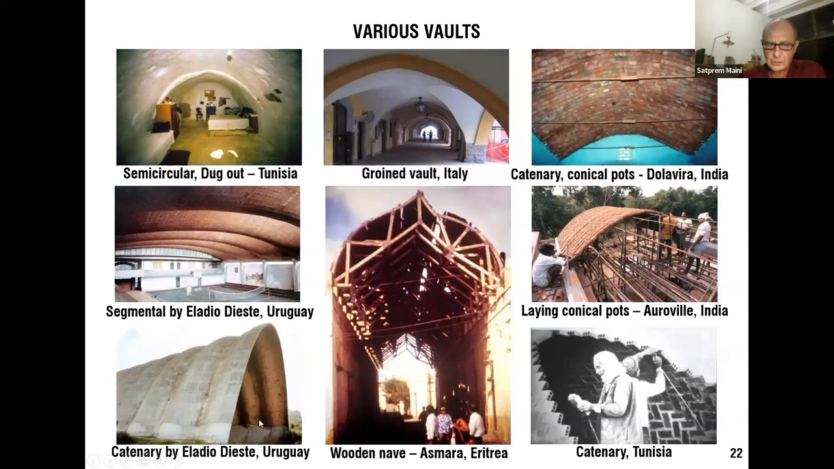You have maybe 20 meters high for a span of 20 meters. And the thickness of the vault is only about 11 to 15 centimeters, because you have masonry with fabrics and reinforced with reinforced concrete inside. And this is a wooden nave in Asmara, Eritrea, which was built like the nave of a boat, inverted.